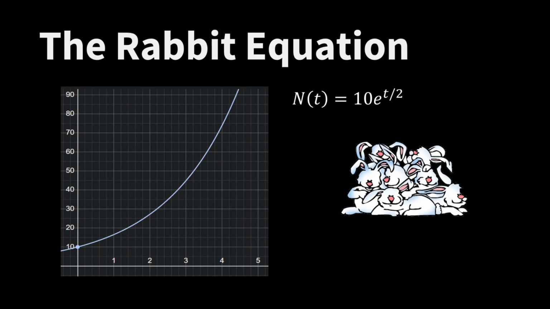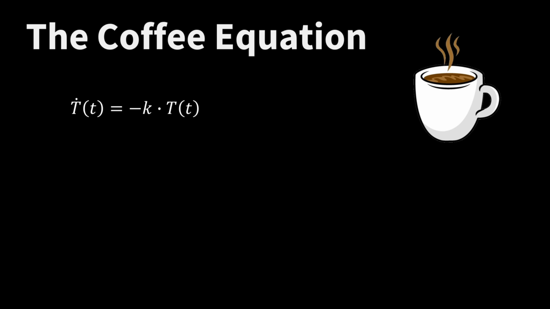Here I plotted a concrete example. I chose k to be 1/2 and n0 to be 10. So as you can see, the number of rabbits at time t equals 0 is 10. We get the curve that we guessed earlier. Now let's have a look at the coffee equation. We had capital T of t, which was the temperature of the coffee above room temperature. And the equation said that the derivative of T is equal to minus k times T.